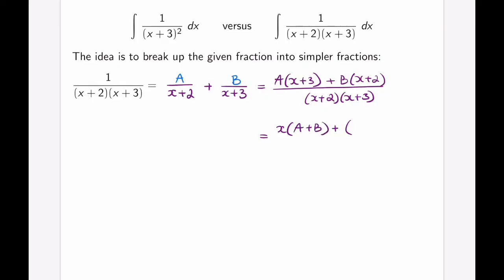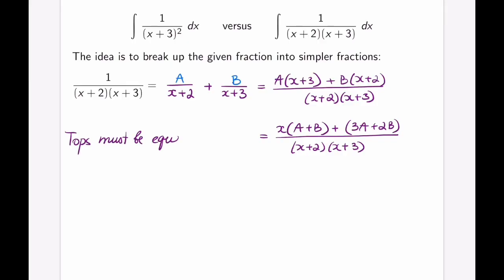And then I no longer have any x's, so what I have left are constants. And the constant will be 3a plus 2b in this case. Now the denominator, of course, doesn't change and is equal to the one on the leftmost side here. So this is where I have to go. So again, let me just reiterate, the tops must be equal in order for these fractions to be equal to each other, which means that 1 must be equal to x times (a plus b) plus 3a plus 2b.